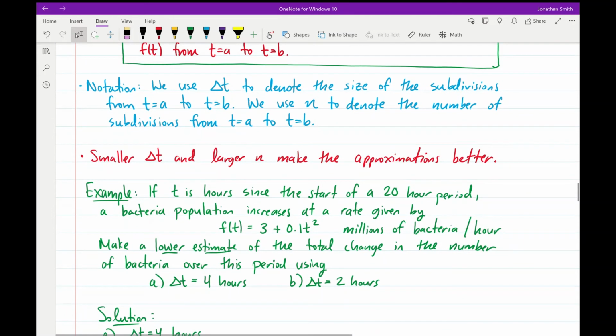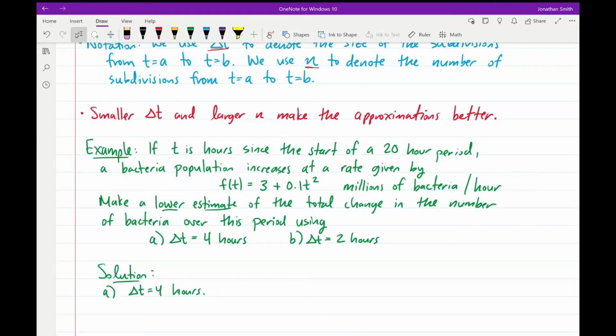Okay, so some pieces of notation. We use the notation delta t to denote the size of the subdivisions that we're going to use from t equals a to t equals b. So in the first example, we went from time equals 0 to 2 to 4. Delta t in that example was 2. And we use n to denote the number of subdivisions from t equals a to t equals b. So the smaller the delta t, and the larger the n, in other words, the smaller the width of the rectangles under the curve, and the larger the number of rectangles we use, the better our approximations are going to be.